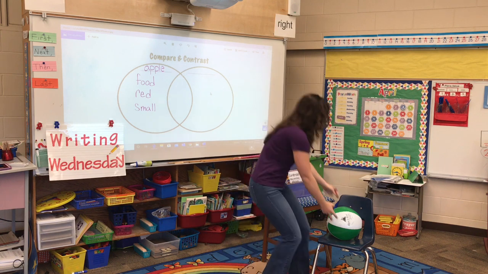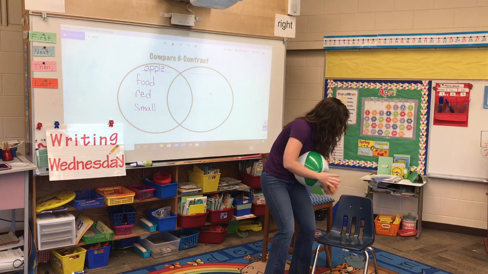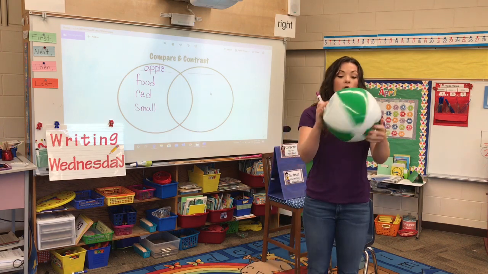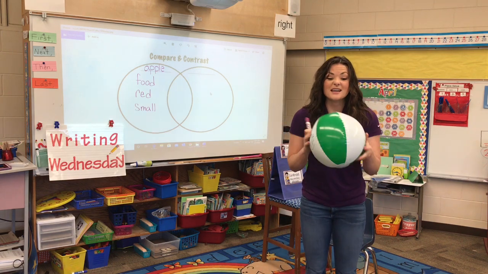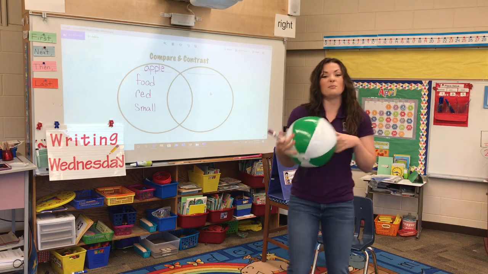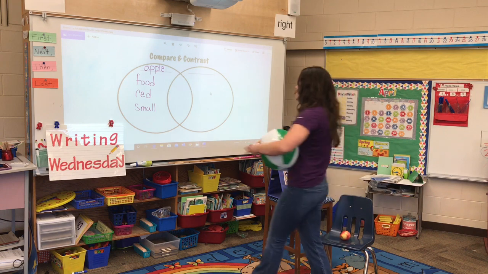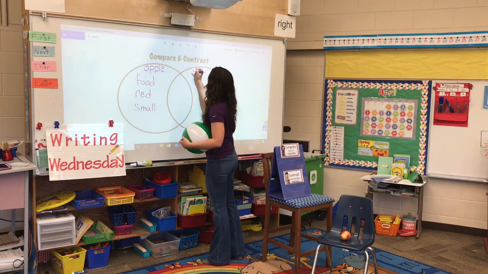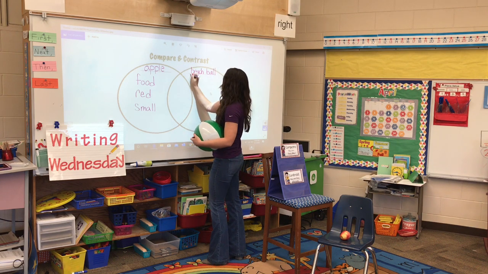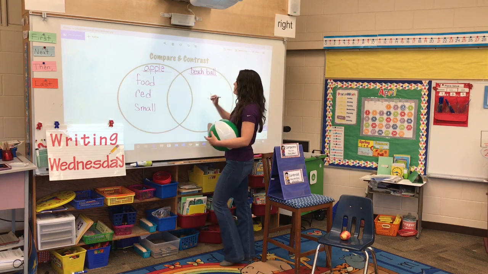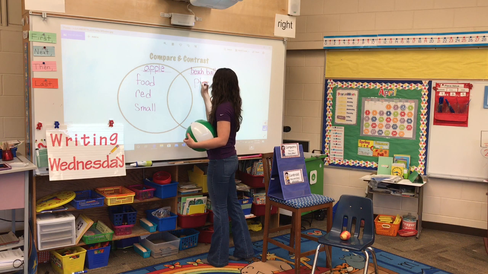Now I'm going to pick up my beach ball. See on my apple? I'm going to look at my beach ball. My beach ball is not food. You don't eat it. It is something that you play with. We don't play with an apple. We eat our apple. So a beach ball is something that you play with. So that's one of the things on this side. I'm going to write beach ball at the top. So we have this over here. We have our apple over here with our describing word. So beach ball is something that you play with.